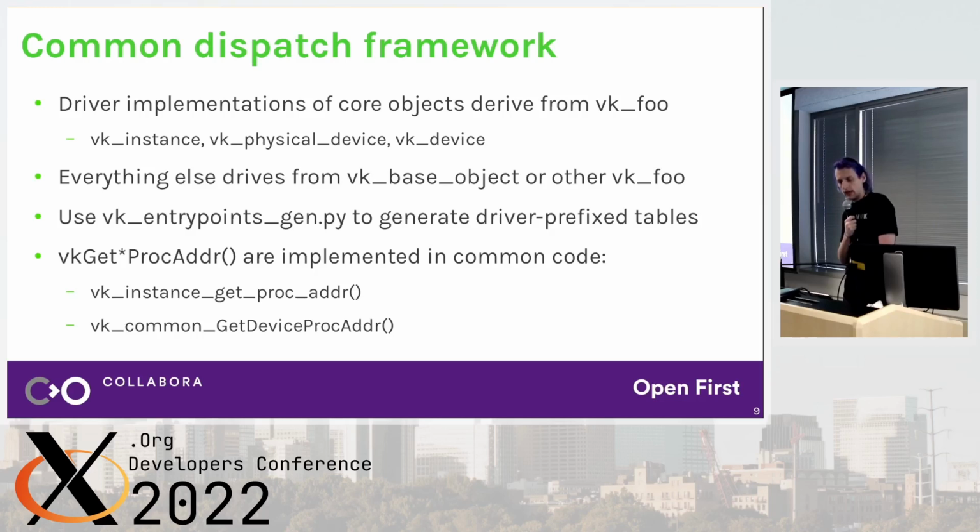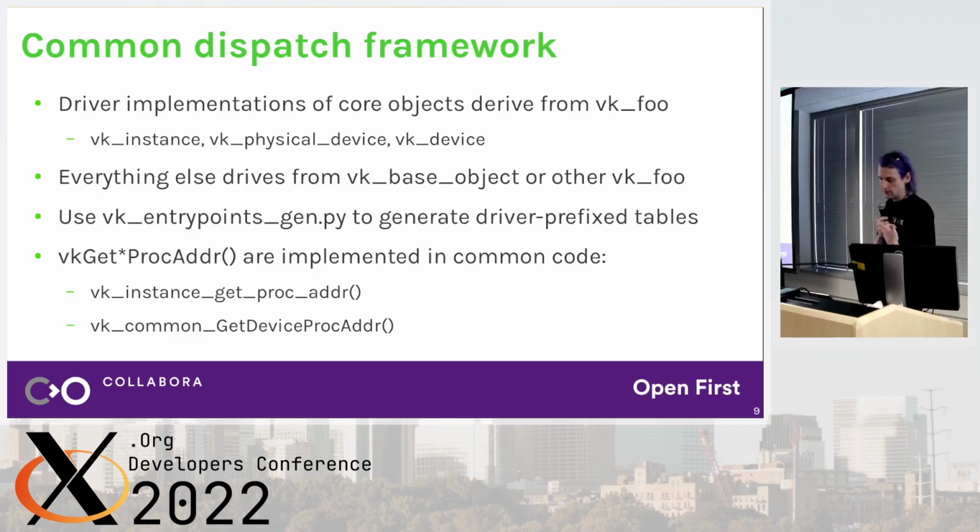Then the common dispatch framework is where stuff really starts happening for you. So the base requirement is that you have to use vk_instance, vk_physical_device, and vk_device. And these contain all of the dispatch tables for actually providing entry points to the application. And they also contain some stuff about enabled extensions, disabled extensions, etc. Everything else still needs to derive from vk_base_object or something else, but the instance, physical device, and device absolutely have to derive from the base objects.